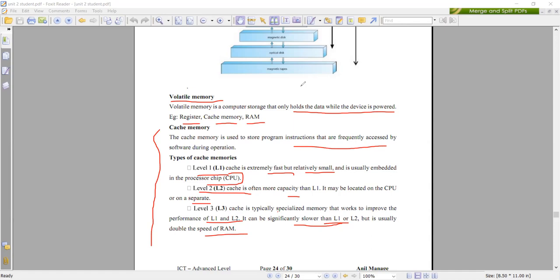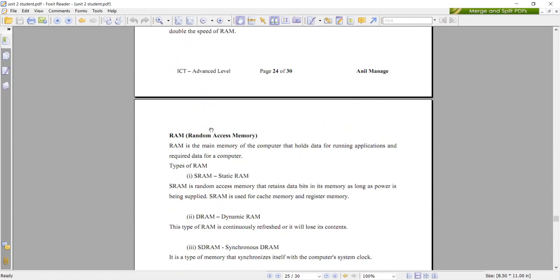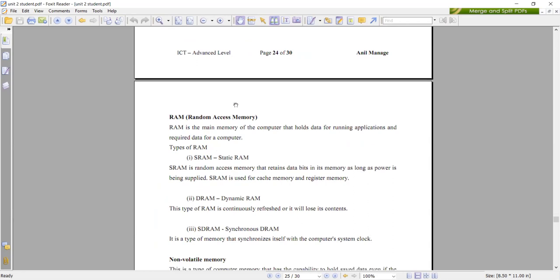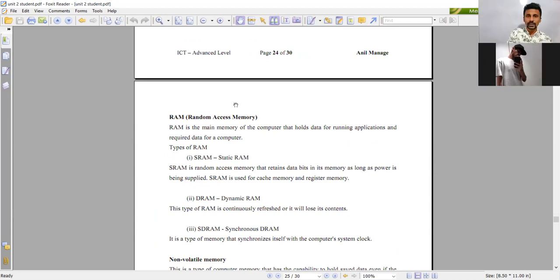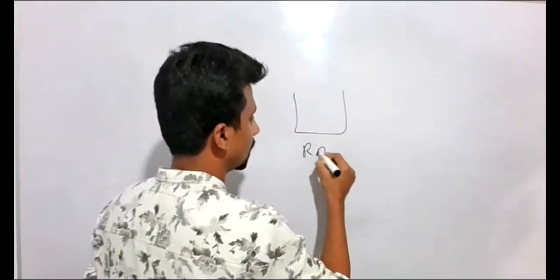Then we'll go to the next part. RAM. Random access memory. RAM is the main memory of the computer that holds data for running applications and required data for the computer. Now, as an example, suppose this is our RAM, right?